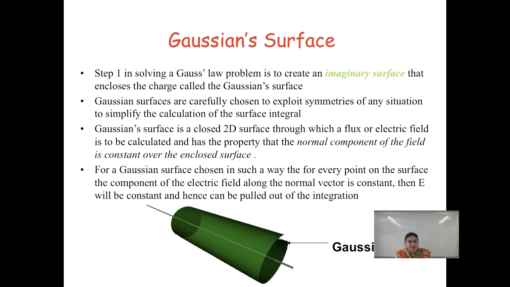For a Gaussian surface chosen in such a way, for every point on the surface the component of this electric field along the normal vector is constant. Then E will also be constant, hence can be pulled out of the integration. So for us, because we are in the algebra-based course, we will not be doing integration, but I thought it would be interesting for you to at least see how it's done.